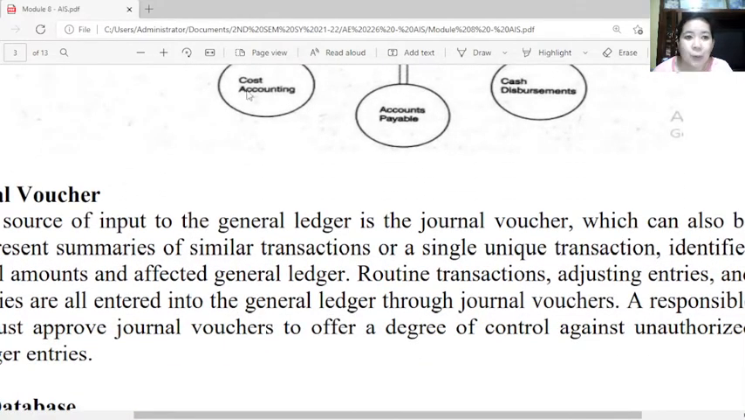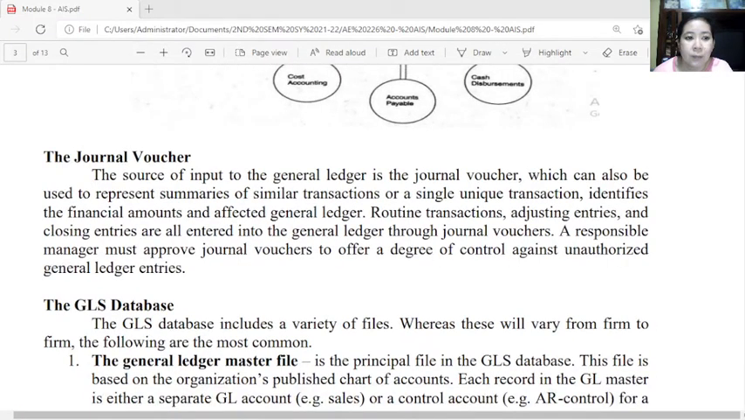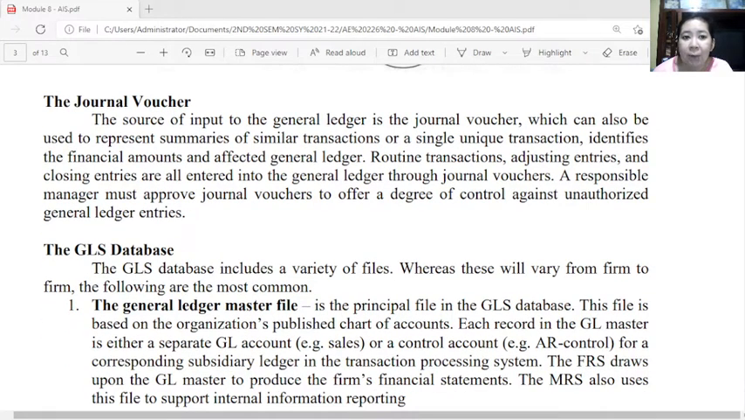Okay, so here we have the voucher, or the journal voucher. Basically, our journal voucher is a source of input for our general ledger. This can also be used to represent a summary of some similar transactions or a single unique transaction. Also to identify the financial amounts that are recorded in the general ledger.